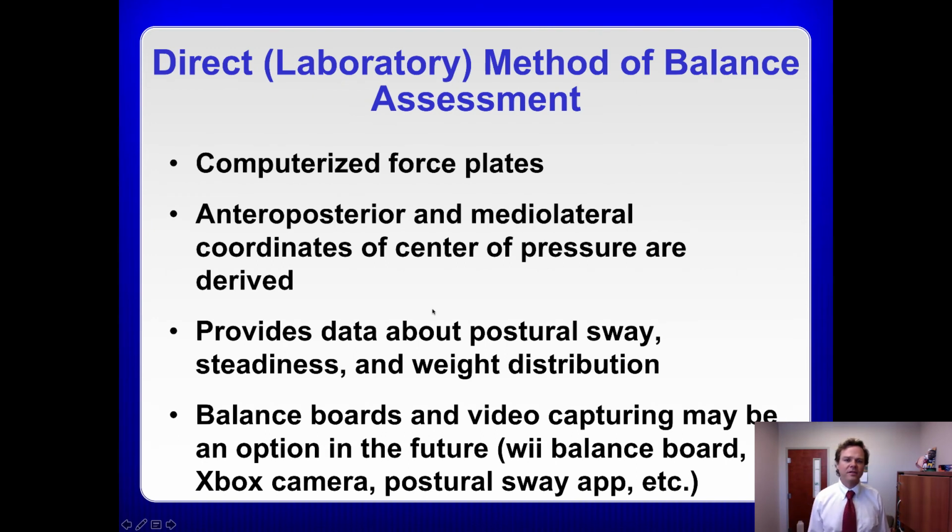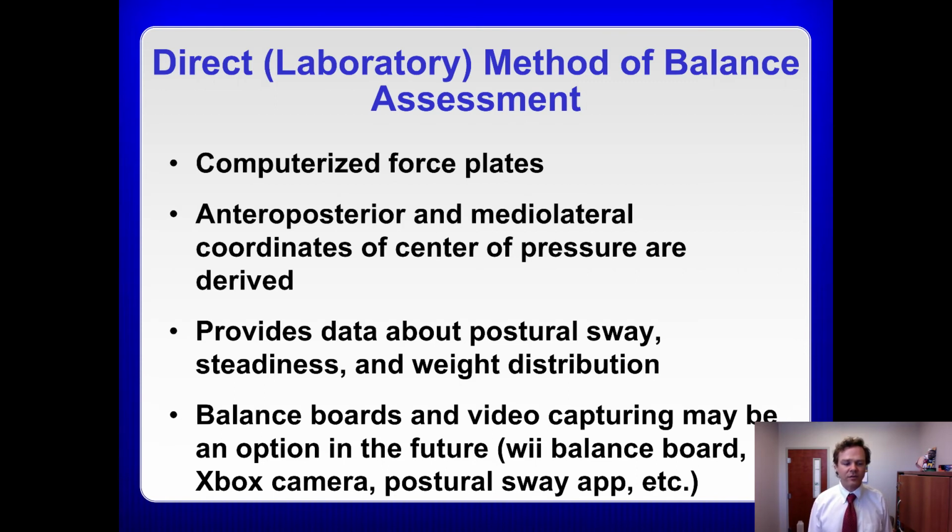They had direct laboratory methods of balance assessment. This was computerized force plates, similar to a Wii balance board, a souped-up version of that. They can change the angle of the board and look at how much pressure you're putting on your foot in various different ways. They look at postural sway and steadiness, weight distribution, and that's all fine and good. It gives the clinician some information, but for the most part, those things are expensive.